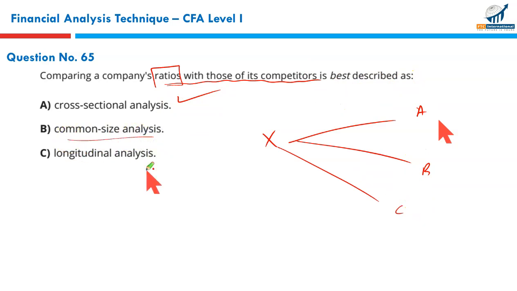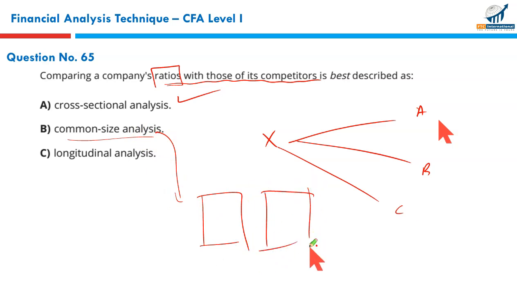Common size analysis is also used to make comparison between your competitors in the same industry, but in this we have the whole financial statements expressed as percentages. So this, technically speaking, is not ratio analysis. Cross-section analysis involves ratios being compared, but here we compare financial statements that have been converted into common size, and this is a ridiculous term. So the correct option is A.